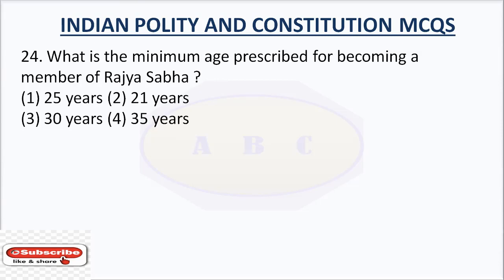Question number 24. What is the minimum age prescribed for becoming a member of Rajya Sabha? Option number 1, 25 years. Option number 2, 21 years. Option number 3, 30 years. Option number 4, 5 years. The right answer is 30 years.